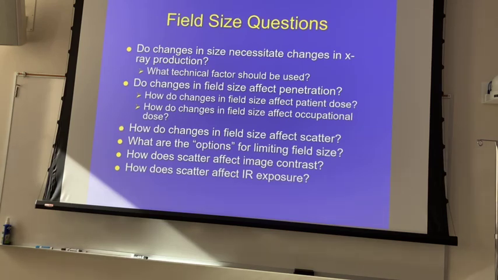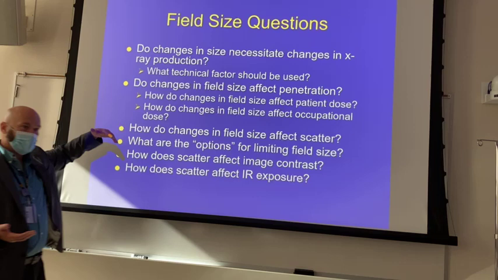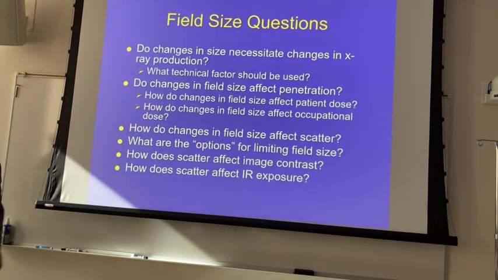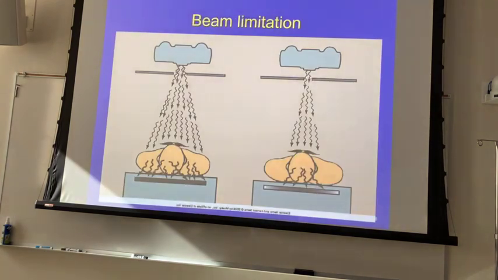So changes in field size, do they necessitate changes in X-ray production? Is one question, and a subset of that question is what technical factors should we use, and that's kind of a hint to the answer to the first question. Do changes in field size affect penetration? How do they affect patient dose? How do they affect occupational dose? How do changes in field size affect scatter radiation, which really goes up to both of the first two? What are the options for limiting field size? Does scatter affect image contrast, and does scatter affect image receptor exposure? Those are all the things we're going to look at next.